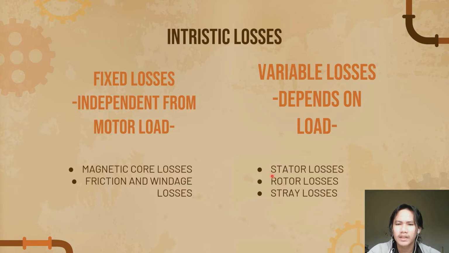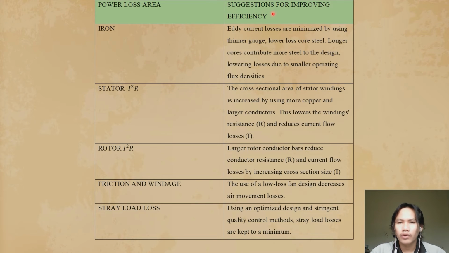And for variable, it is meant for stator losses, rotor and stray losses. Now we have come to suggestions for improving the efficiency, mostly for power loss areas, which are stator, rotor, friction and windage, and stray load. Firstly, for iron, the eddy current losses can be minimized by using a thinner gauge, lower loss core steel. The longer cores contribute mostly to design, yet lower the losses due to smaller operating flux density.